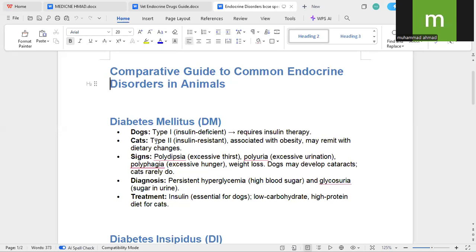So the clinical signs are polyuria, polydipsia, cataract, and high blood glucose. But in cats, cataract is not common and is rare. So if you have a dog or cat with polydipsia, polyuria, polyphagia, excess hunger, and weight loss, the dog may develop cataract. For diagnosis: high blood glucose, sugar, and glycosuria, sugar in the urine.